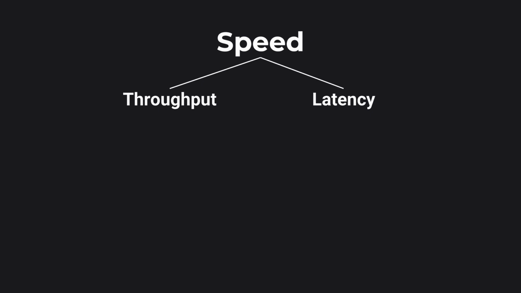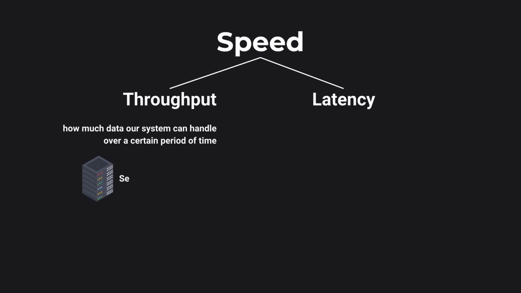latency. Throughput measures how much data our system can handle over a certain period of time. We have server throughput, which is measured in requests per second. This metric provides an indication of how many client requests a server can handle in a given time frame. A higher RPS value typically indicates better performance and the ability to handle more concurrent users.